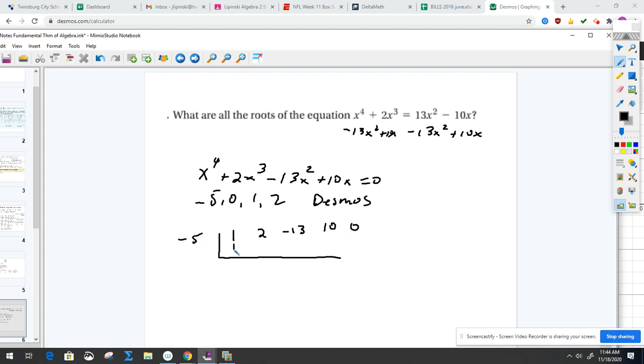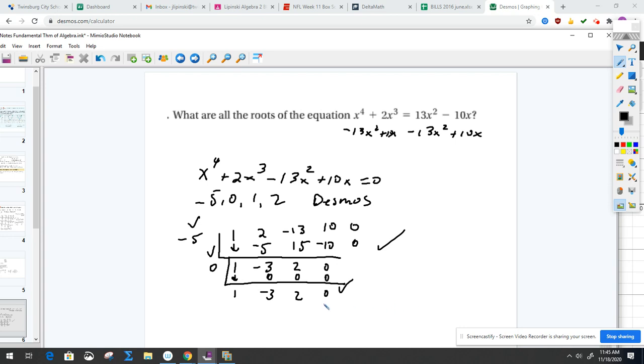I'm going to test negative 5 first. Drop the 1, and then I do the synthetic division. It works. And again, I'm going to do it again. So I'm going to try 0. Drop the 1, 0, negative 3, 0, 2, 0, 0. Bam, it works. Now look what I'm left with. I've just proven that negative 5 and 0 are indeed zeros and roots.